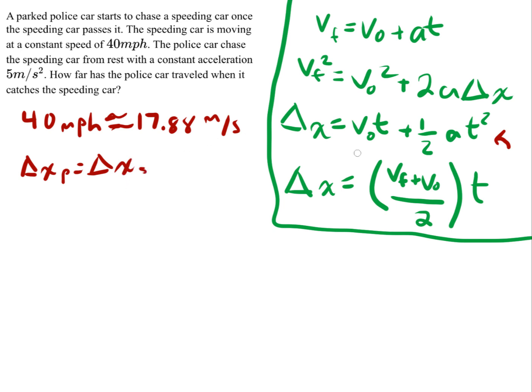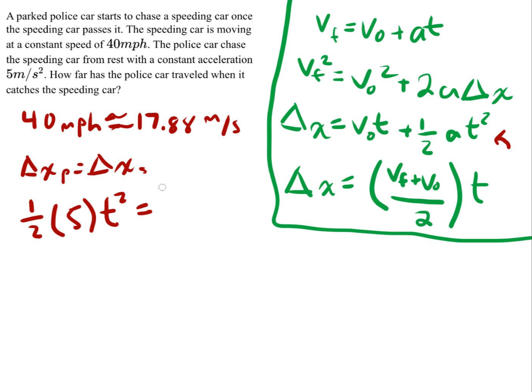So now the police car's displacement is accelerating, so we use the latter part of this equation: 1/2 times the acceleration of the police car, which is 5 meters per second squared, times the time squared. And now we're going to set that equal to the car that just passed it, moving at a constant speed. So we use the former part of the equation, initial velocity times the time.